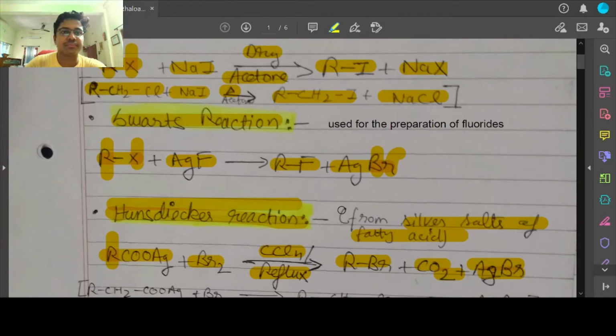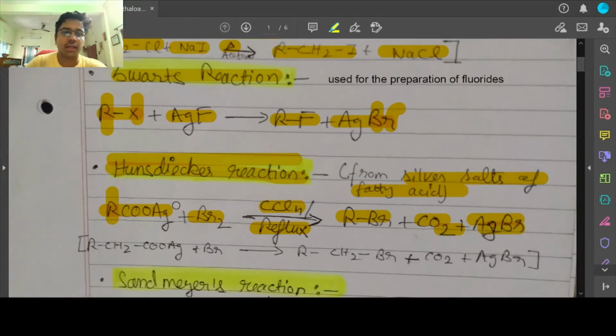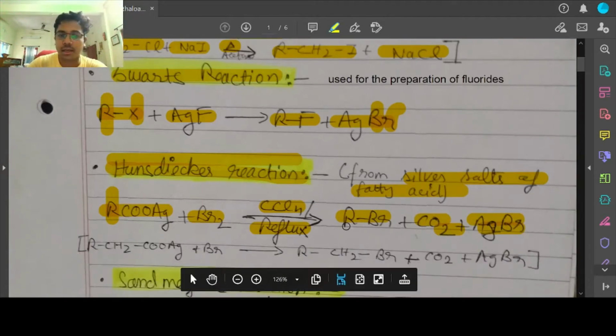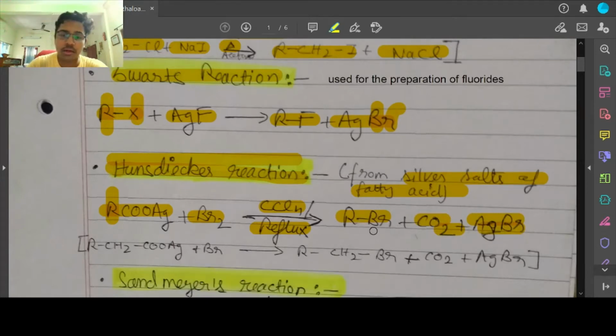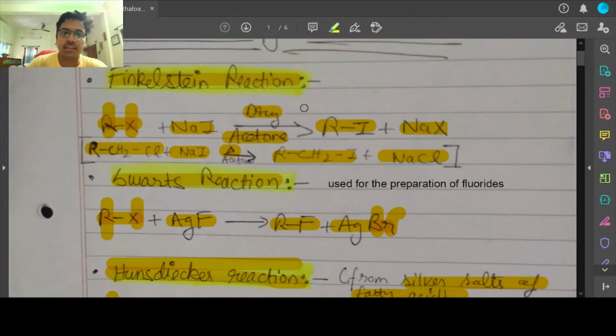I hope you understand. Note one thing: if we had to prepare a bromide, RBr, we can do this by the Finkelstein reaction also, right?